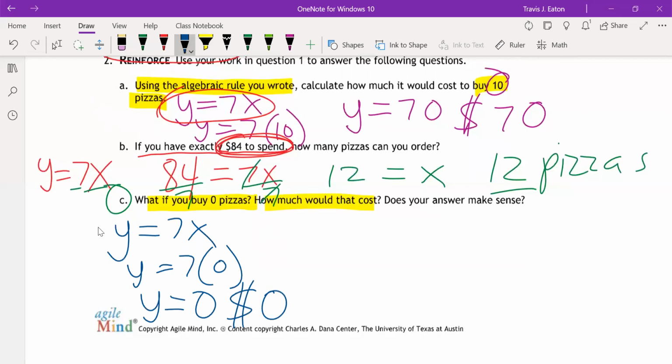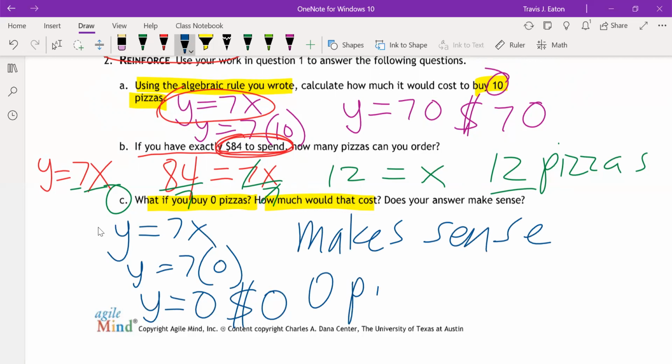Does that make sense? If you don't buy a pizza, should you have to pay any money? Of course not. So this does make sense. It makes sense because 0 pizzas should definitely equal $0.